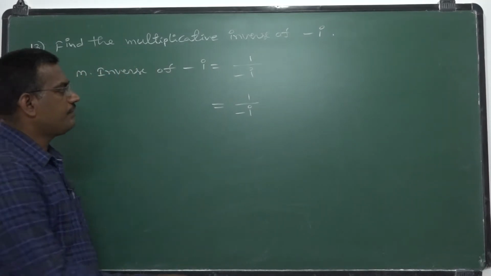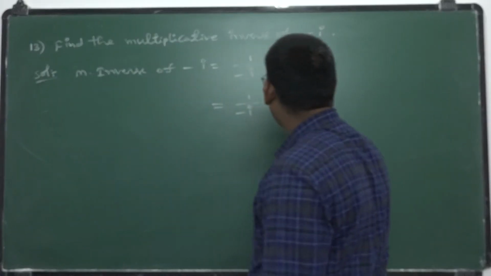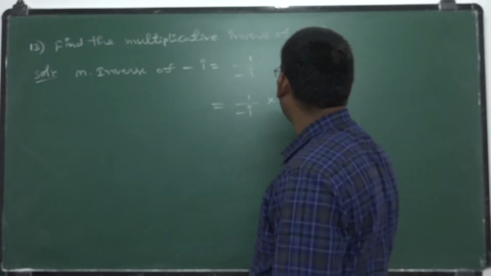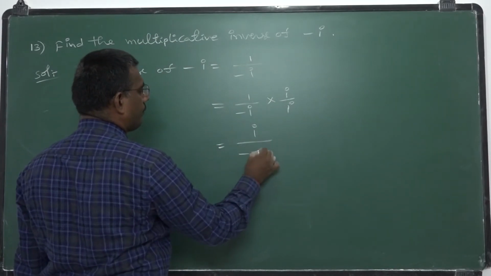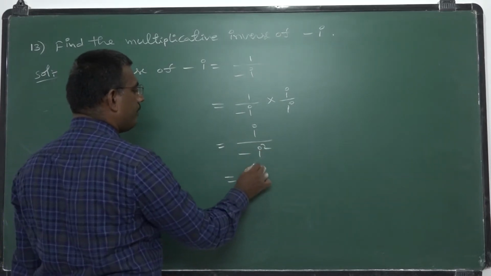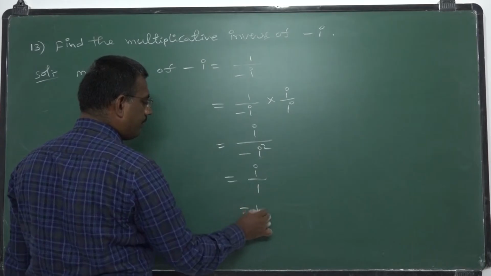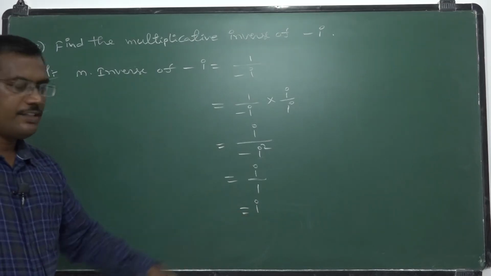Multiplying both the numerator and denominator with i, this is equal to i by minus i square. So i square value is minus 1, minus into minus plus 1, therefore i by 1, this is equal to i. Therefore multiplicative inverse of minus i is i.